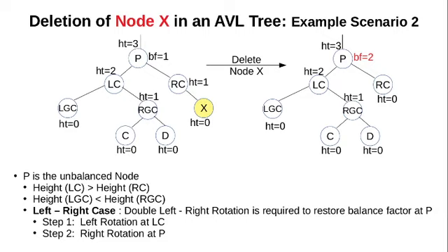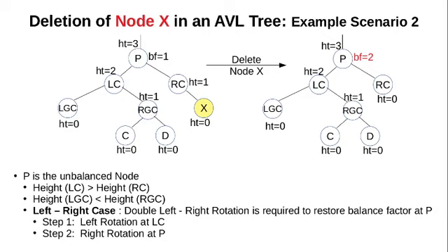The immediate question is, which type of rotation should be carried out? P is left heavy as the height of LC is more than RC. Further, LC is right heavy as the height of RGC is more than LGC. As P is left heavy and its left child LC is right heavy, this is the left-right case.